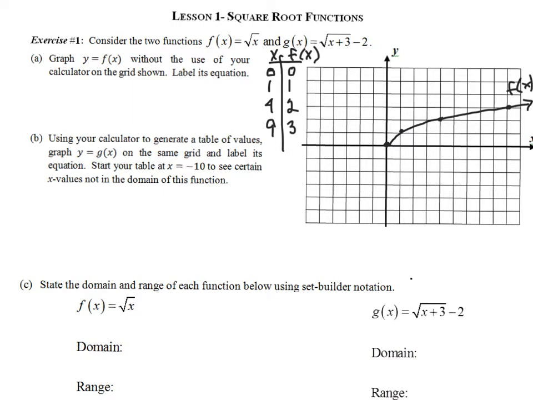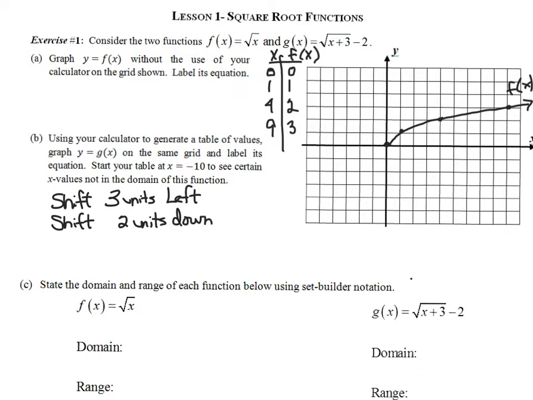Now we want to look at our transformation graph, g of x equals the square root of x plus 3 minus 2. Now in part B it says use your calculator to make a table of values, but what I'd actually like to start with is looking at the transformation because we just finished that chapter. So the x plus 3 tells me that I'm going to take my graph of f of x and I'm going to shift it 3 units to the left. Then because I've got minus 2, that tells me that I'm going to shift this vertically 2 units down.